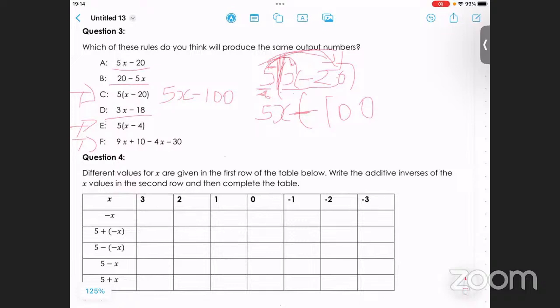So that means the expression for letter C is what? It is 5x minus 100, okay? So now we have simplified A, B, C, D. Now we are left with simplifying E and F. And then we can compare and check which of these expressions will produce the same output numbers. Okay. And let me wipe this one. Are we all good? Did you understand that? Do we have any questions?